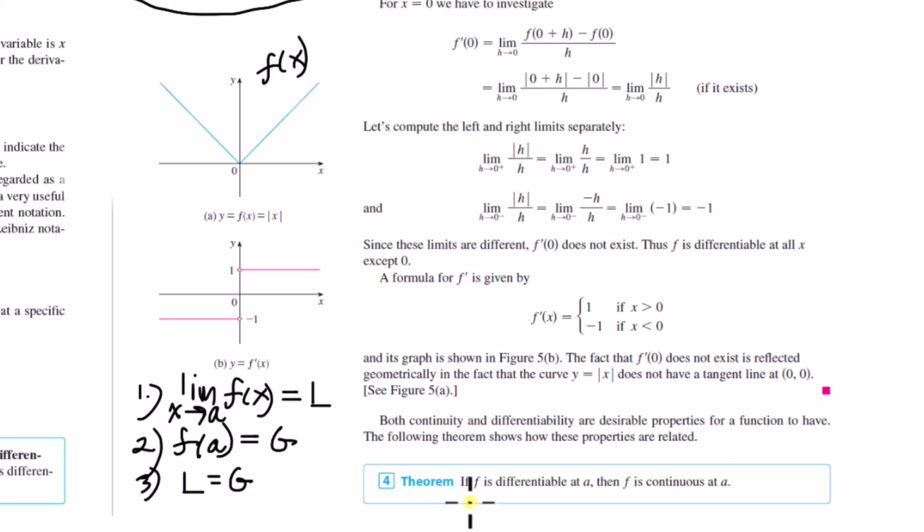So let's intuitively think about why it's the case that if a function is differentiable at a, then it must also be continuous at a. Well, there's no way a function could be differentiable at a point if the function itself doesn't even exist at that point. How could there be a tangent line to a curve at a point if there's no curve? So if a function is differentiable, then automatically this is satisfied. Easy.